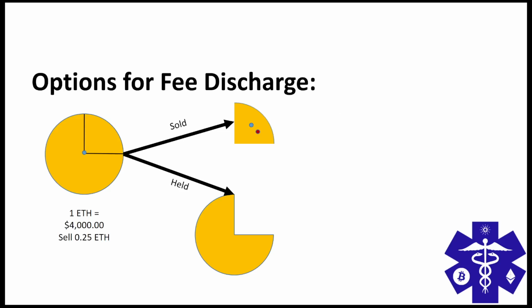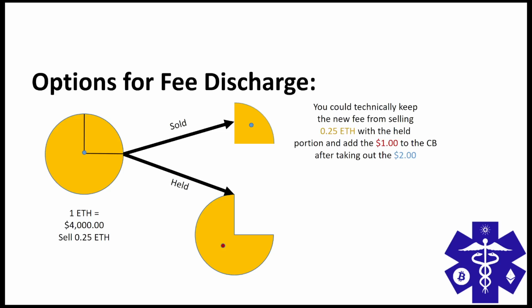So now let's go to a second scenario. That scenario is, I don't want to discharge the $1 fee that I incurred when I sold the cryptocurrency or quarter of an ETH. So basically, you could technically keep the new fee from the selling action of a quarter of an ETH with the held portion and add the $1 to the cost basis after taking out the $2. If you want to test yourself, calculate the new cost basis of the remaining held position. I'll just give you the answer for this one.